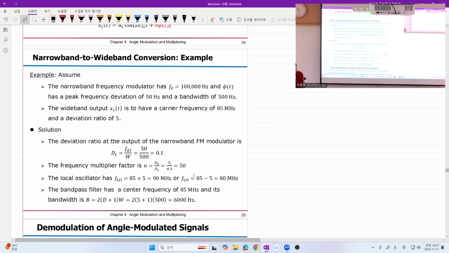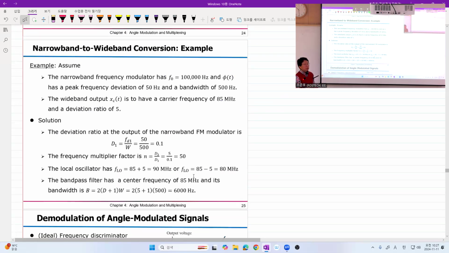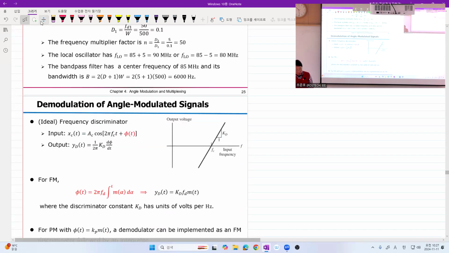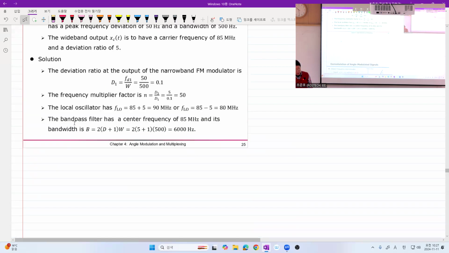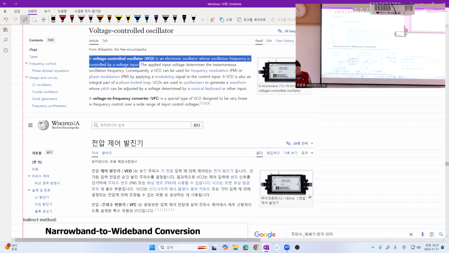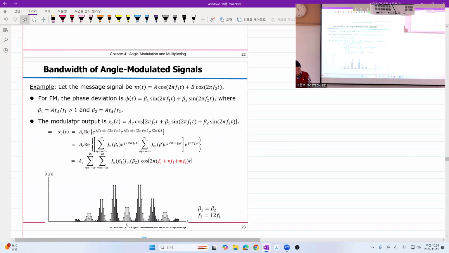So this narrowband to wideband conversion made the FM modulator possible in the early stage of radio communication. Now, we have to talk about demodulation of angle modulated signal, and it requires something, actually a lot. Before covering that, let me see whether I have something missing or not.